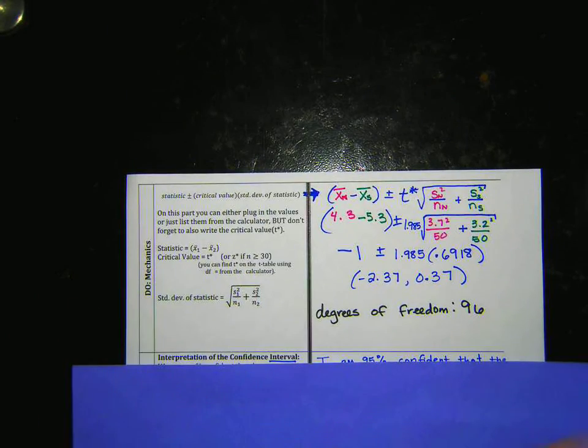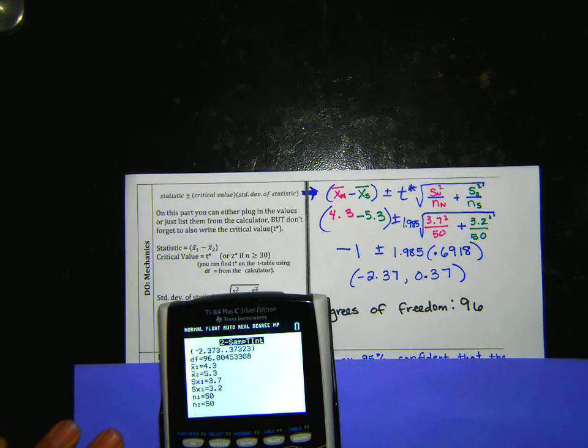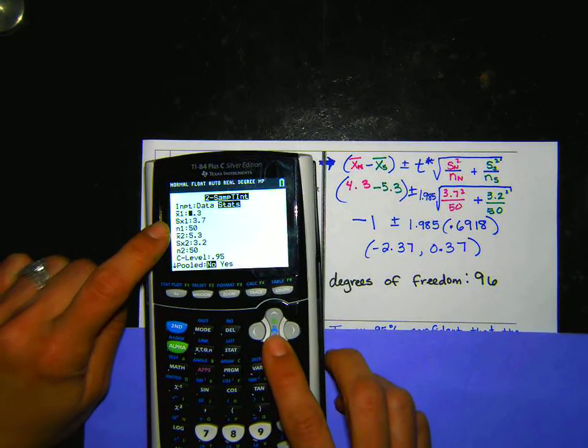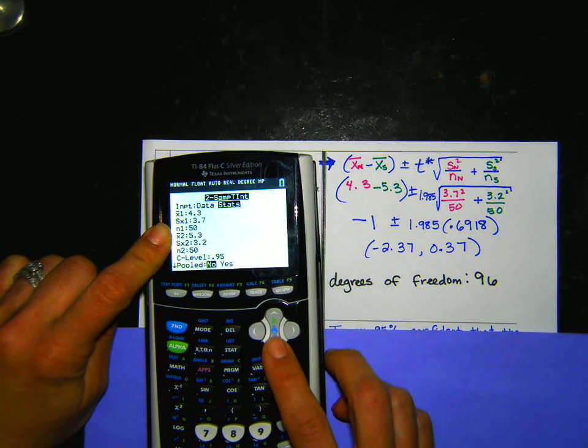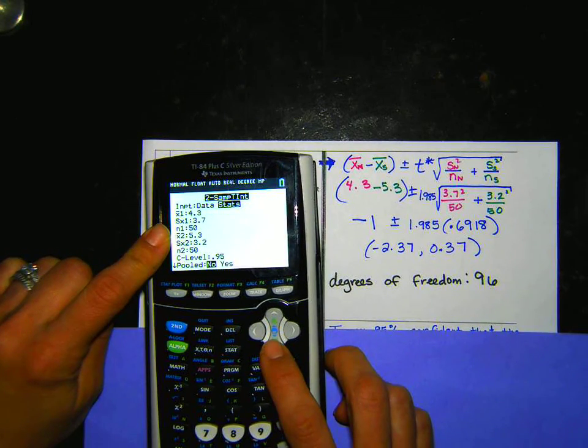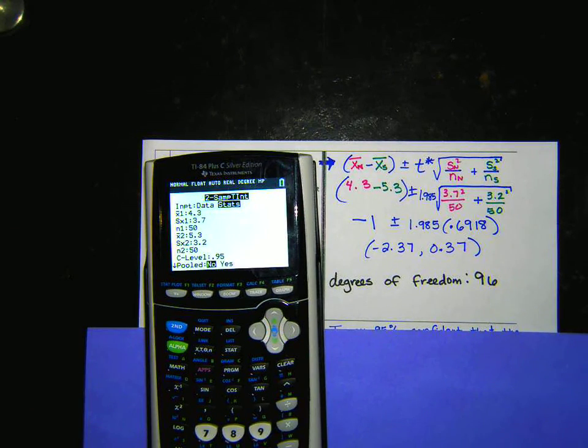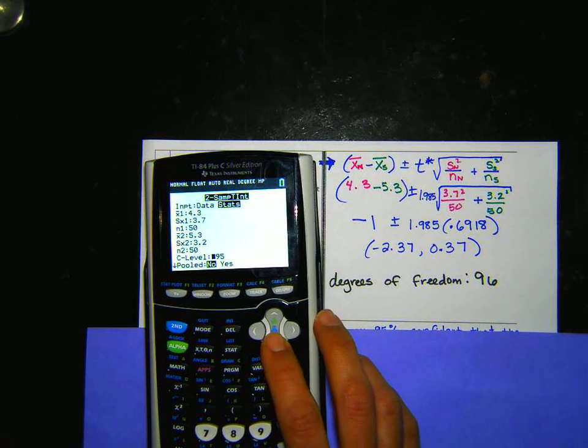Guys, at this point, I'm really going to let the calculator do most of the work for me. I plug these values in, but if I go into stat test, this is a two-sample T interval. I let the calculator do the work. Okay. My first sample had an x-bar of 4.3, a standard deviation of 3.7, sample size of 50. My second sample had a mean of 5.3, a standard deviation of 3.2, sample size of 50. Our confidence level is 95%.